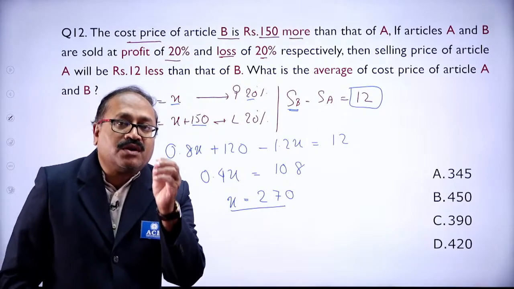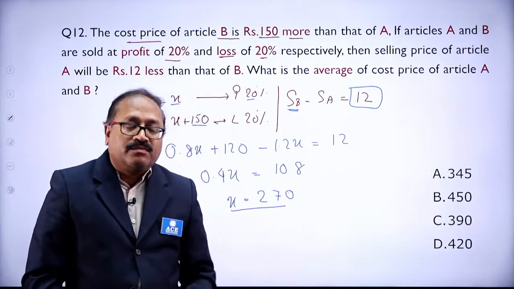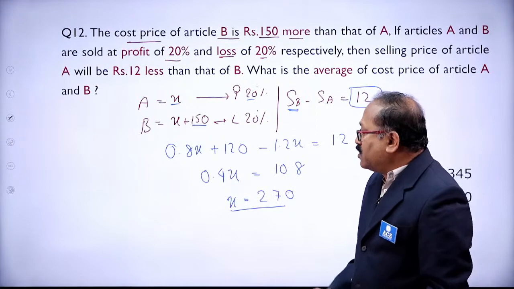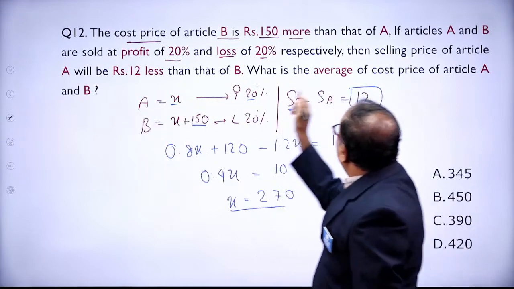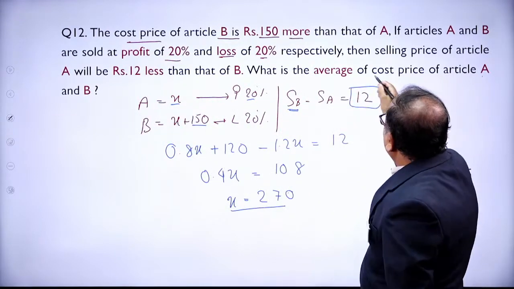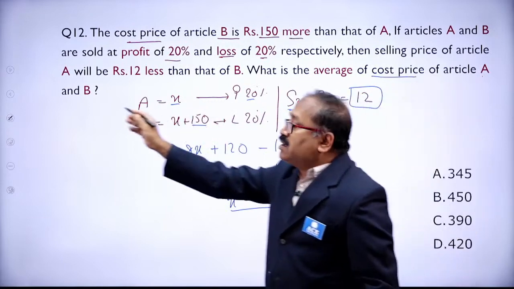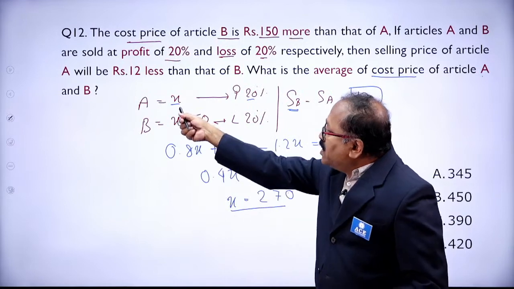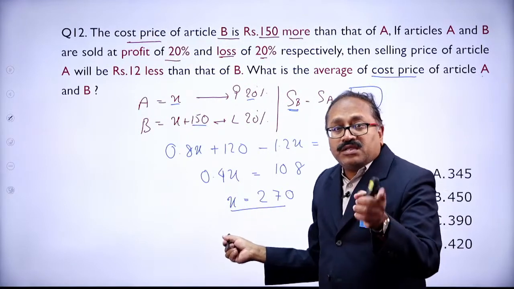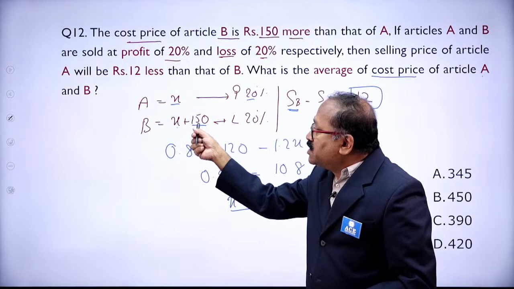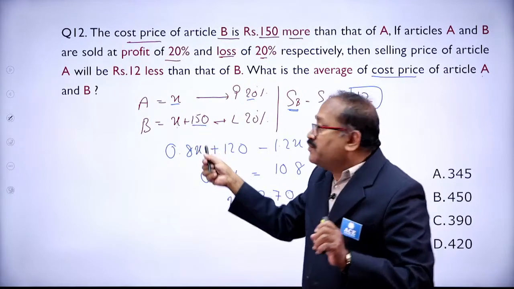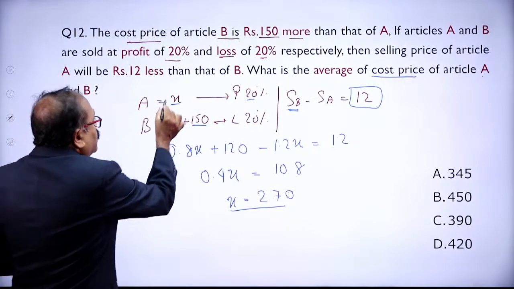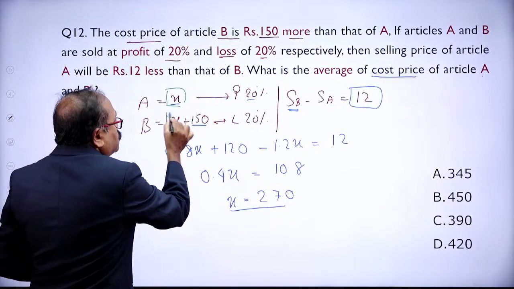Now, see the beauty of the approach here. Please do not miss this approach. I need to find out the average of the cost price of A and B. Look at the art of handling this. So, the cost price of A is 270 and the cost price of B is 270 plus 150. So this is 270, this is 270.